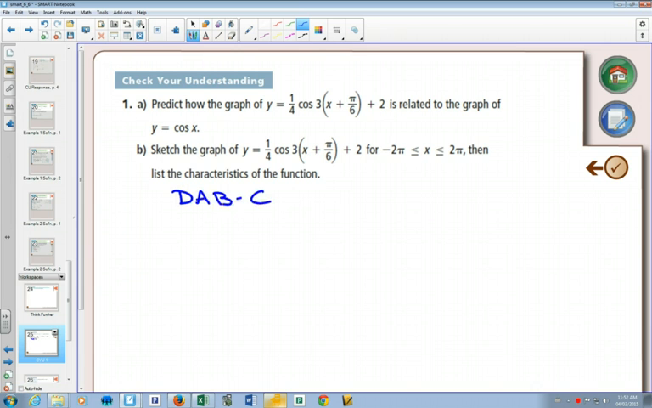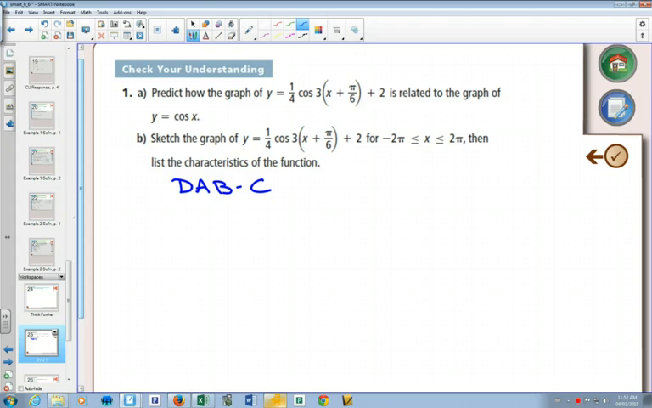So we're going to think about DABC. Okay? We know that our amplitude is 1/4. Because our B value is 3, we know that our period is 2 pi over 3. This is going to be our center line, at y equals 2. And the plus pi over 6 will move everything left pi over 6.